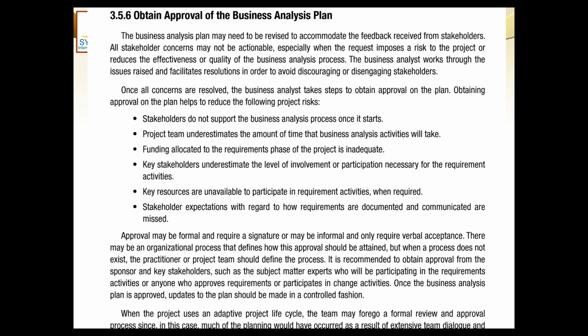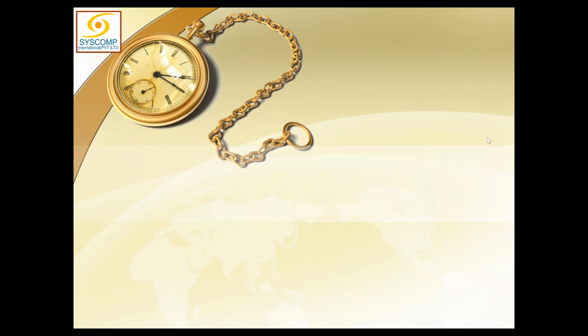When the project uses an adaptive project lifecycle, the team may forego a formal review and approval process, since in this case much of the planning would have occurred as a result of extensive team dialogue and collaboration. So for adaptive cases, we cannot be very certain about the business analysis plan. So we'll leave it with that uncertainty. But naturally, further progressive elaboration and further iteration planning would address all those items.